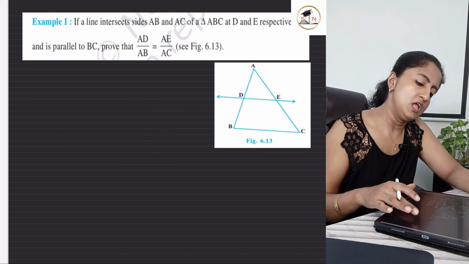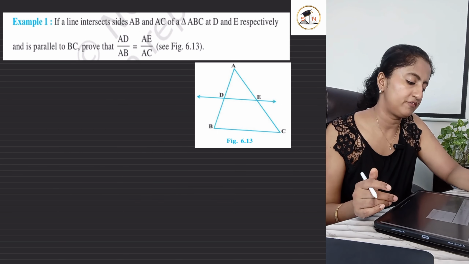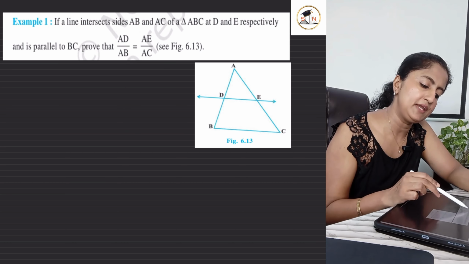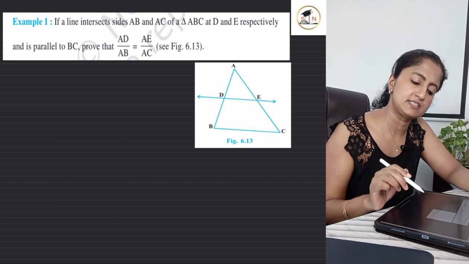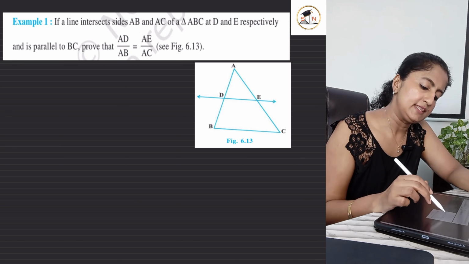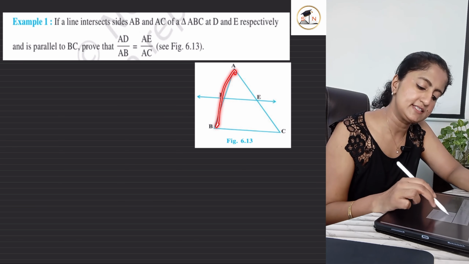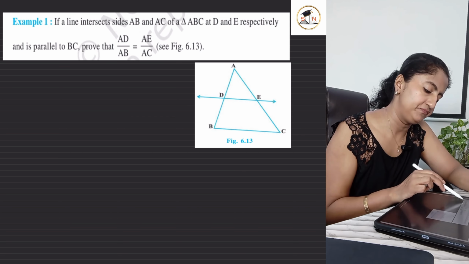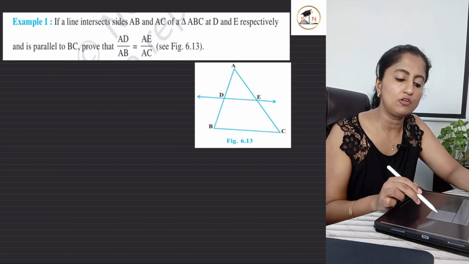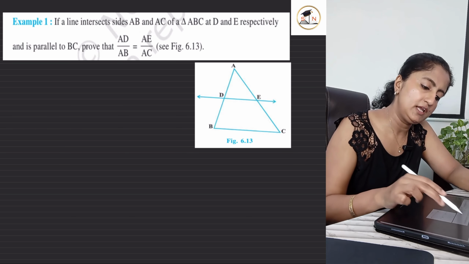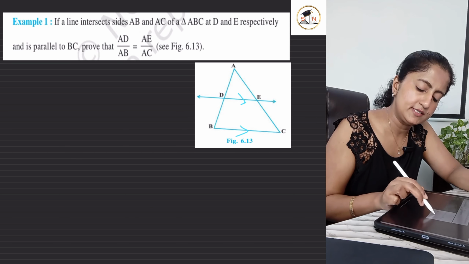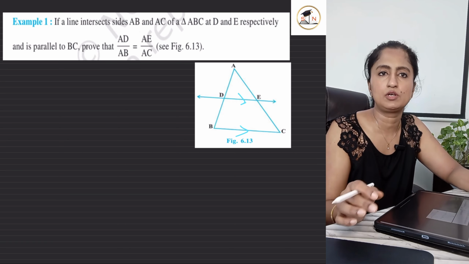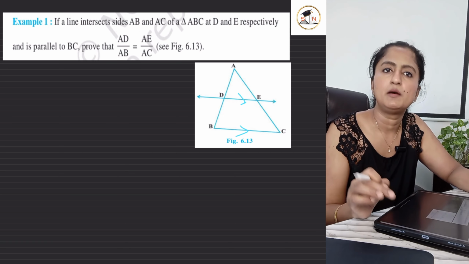Okay, now moving on with the first example of the chapter. If a line intersects sides AB and AC of a triangle ABC, the figure is given to us. So we are told that there is a line DE which intersects AB and AC at D and E. Okay, and is parallel to BC. And we are also told that they are actually parallel. So I'm marking the points of parallel, right? These arrows always denote in figures that the lines are parallel.